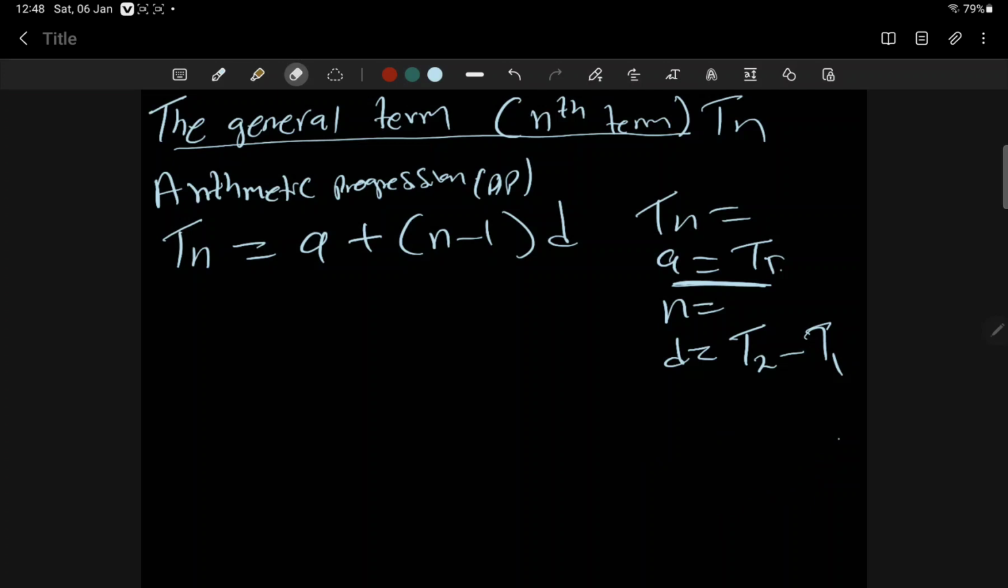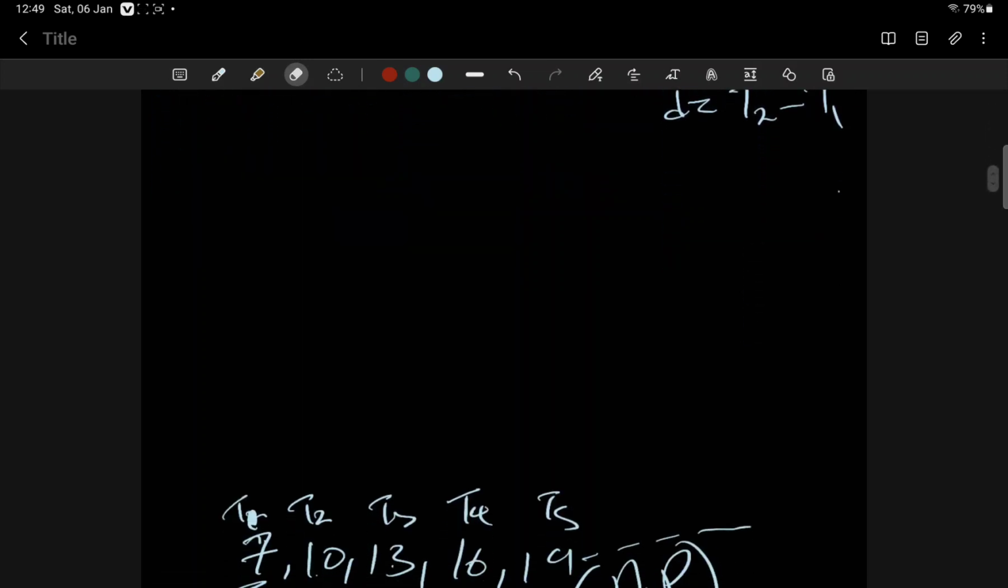And then D is the difference, the common difference, the same way we defined it before. Remember the time when we were testing whether the sequence is arithmetic or geometric. So D is the common difference. Since we know that this is an arithmetic progression, we don't have to prove that T2 minus T1 equals T3 minus T2. We can still do it if we have time, but we don't really have to, because if this is a real arithmetic progression, the common difference which we get from T2 minus T1 is the common difference throughout the sequence, right? So let us try an example and see how we understand.